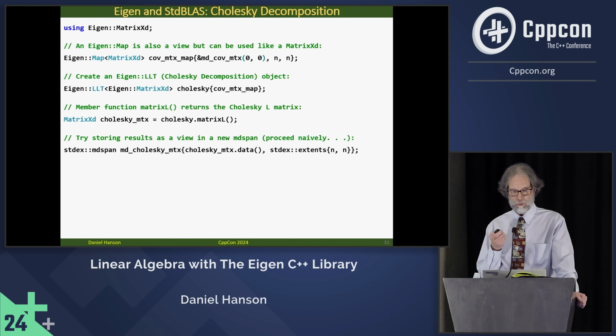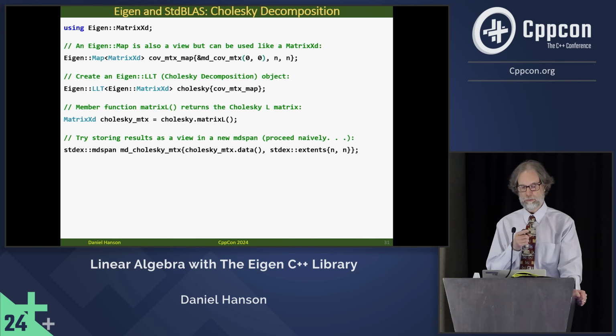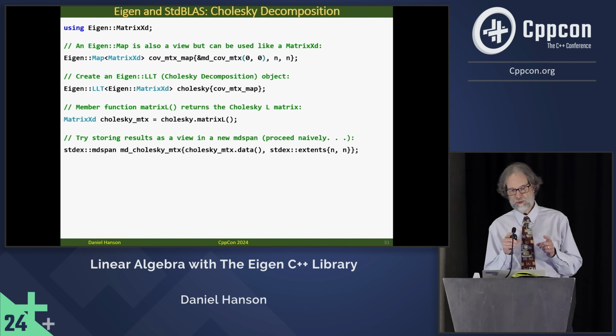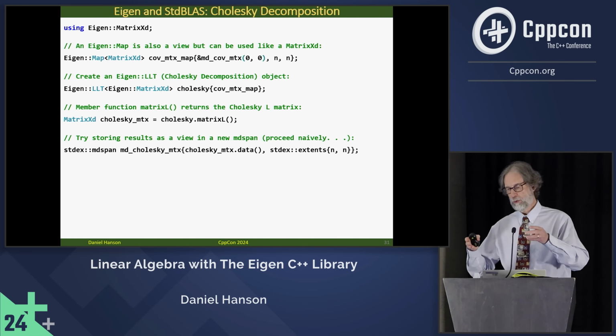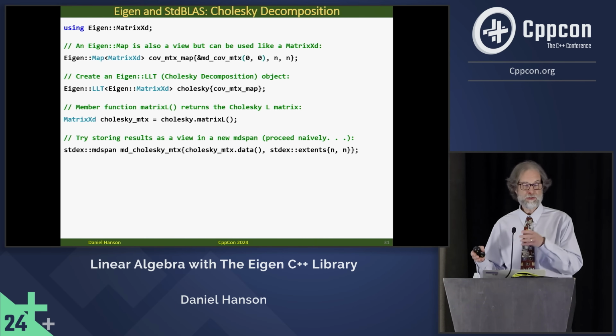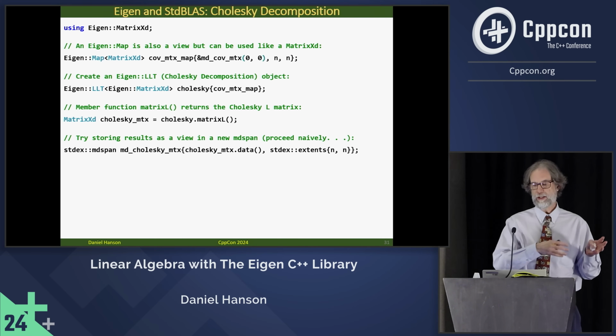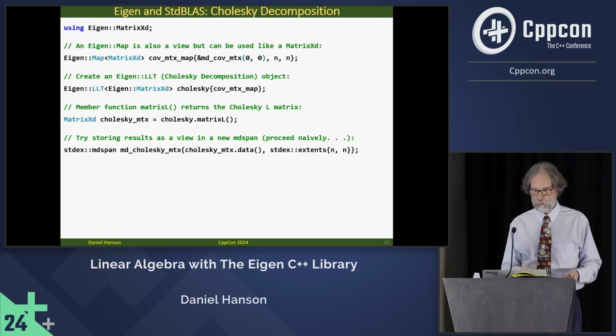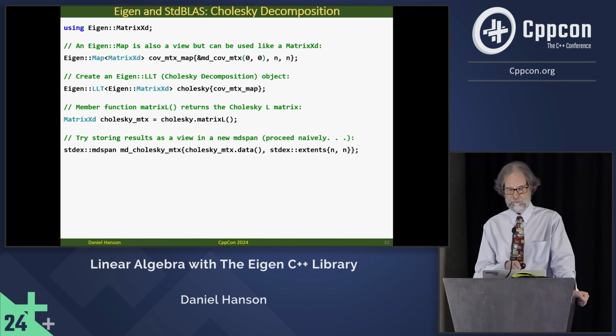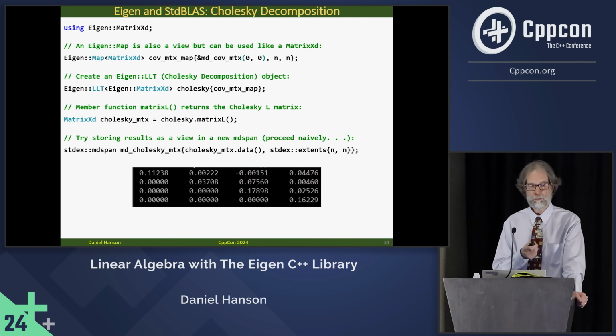But now let's go back and store the result in stdBLAS. So you might be working in stdBLAS, you don't have decompositions. So you go to Eigen, you get the result, and then you want to bring it back into an mdspan. So you do this in the usual way. You give it the location of the matrix data, and you give it two extents, again, each of size n. But then you look at the results, and oops, it's in upper triangular form.